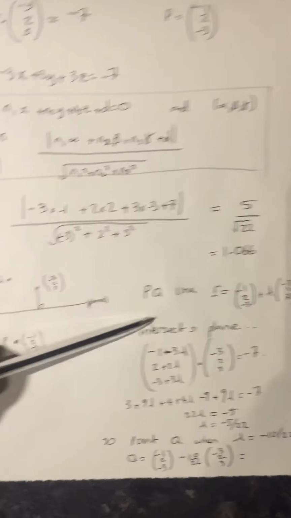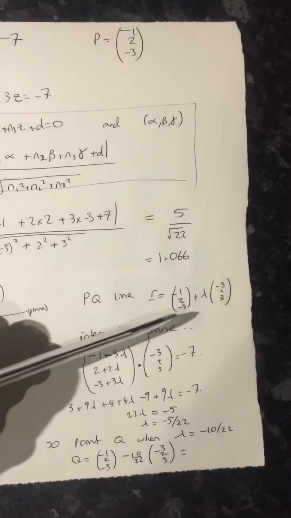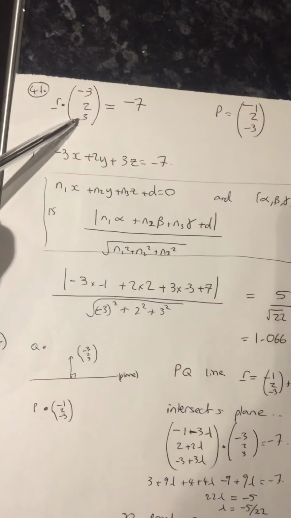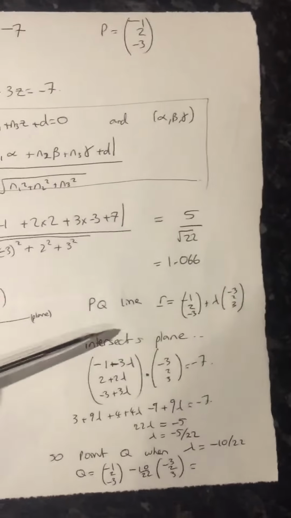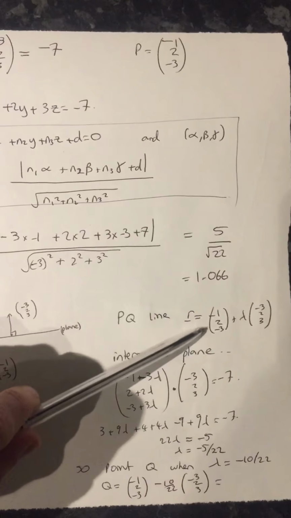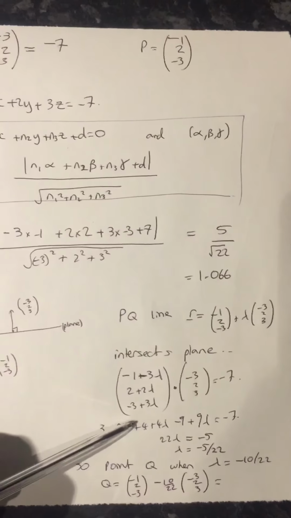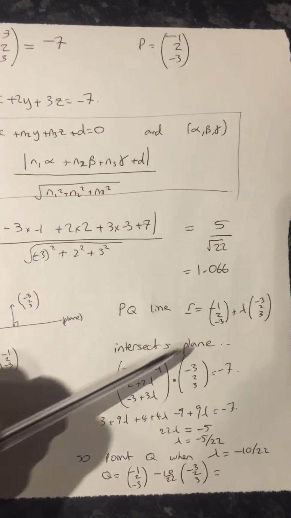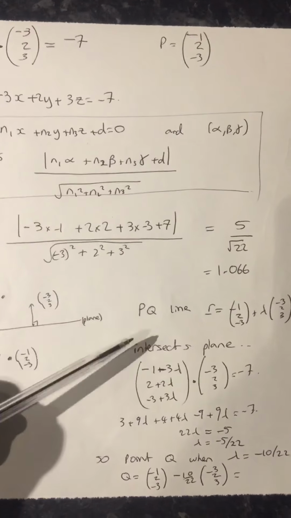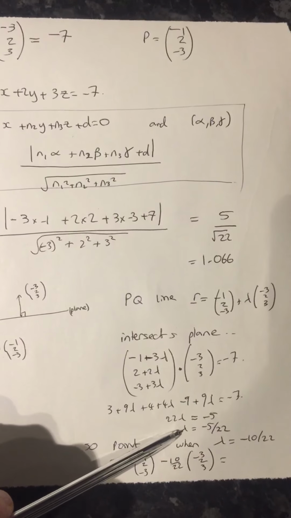To find out where that line intersects with the plane, so to find out this point here, I'm going to substitute this in this form into the equation of the plane. So instead of r, I'm going to write -1 minus 3 lambda, 2 plus 2 lambda, -3 plus 3 lambda. So I've substituted the equation of the line into the plane from up here. Then expand this out, work out the value of lambda.